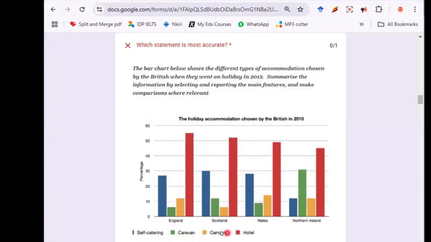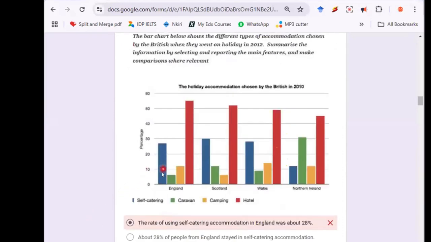Some of them stayed in caravans. Some of them stayed in camping accommodation. Some of them stayed in hotels. So British from England, or we can say English individuals, what's the percentage now? This is about 27%. 27% of the British from England stayed in self-catering accommodation. That's interpretation. I'm interpreting this for you. Then for the green one, this is about 6%. 6% of the British from England stayed in caravans.